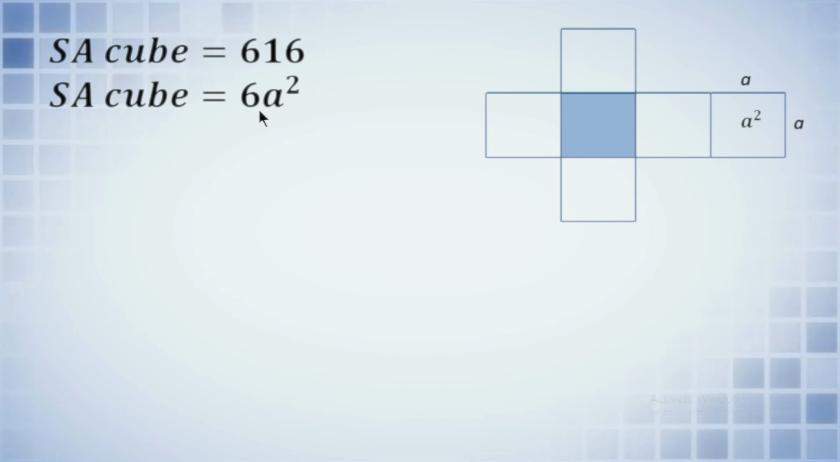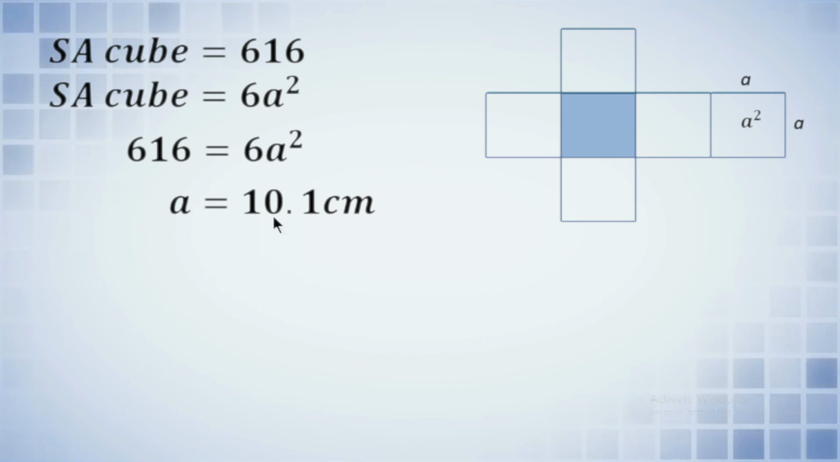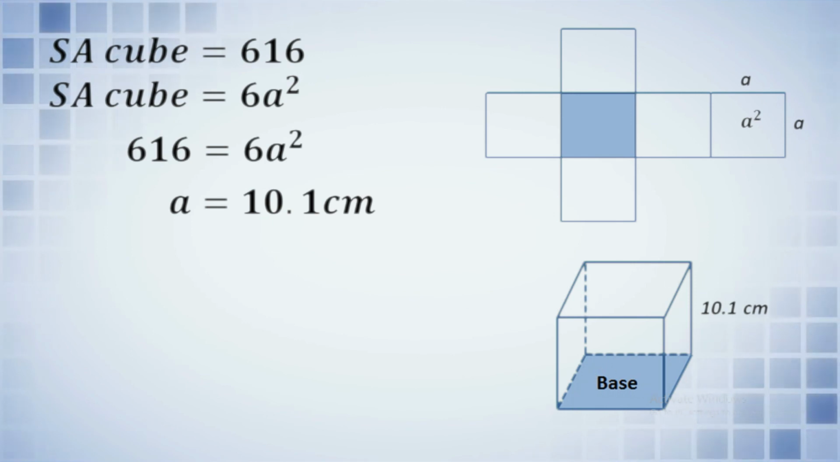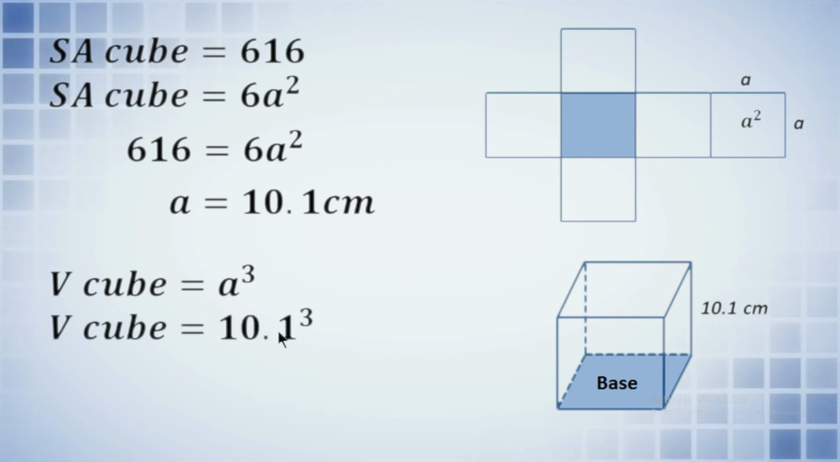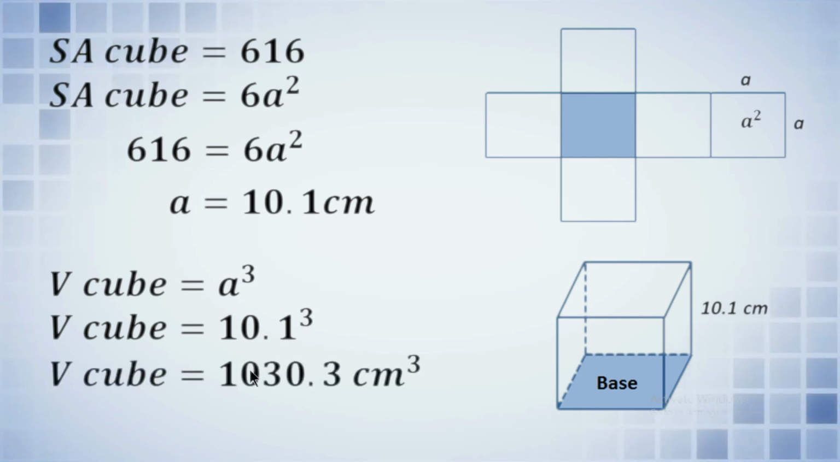We're going to find the value of A, the length of the sides of the cube. So we know that the surface area of the cube is 616. So 616 equals 6A square. By calculator, you can find that A equals 10.1 centimeters. So this is the cube. The side is 10.1 centimeters. Since we have known the value of the side, we can find the volume of the cube, which equals the side cubed, or A cubed, since A is the side. So the volume of the cube equals 10.1 cubed. The volume of the cube is actually 1030.3 centimeters cubed.